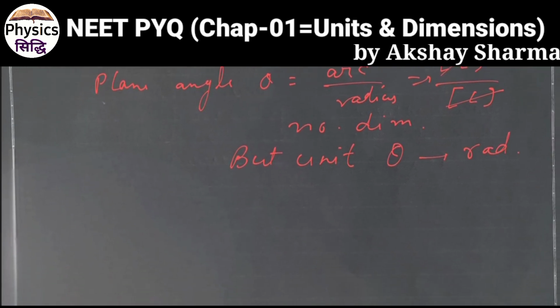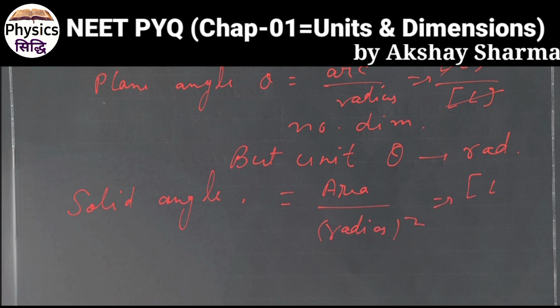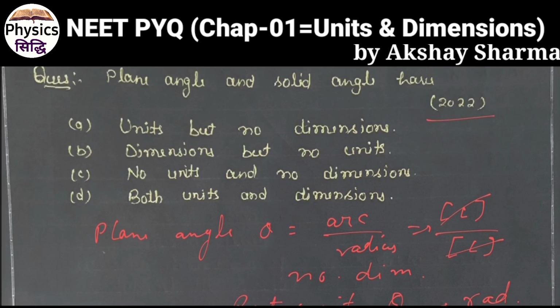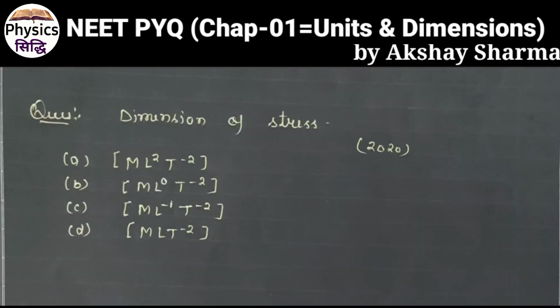Okay, now let's see for next, solid angle. And solid angle is area upon radius square. Okay, so it also has no dimension, l square upon l square, no dimension, but have unit, and that is steradian. Okay, so the option is this, units but no dimension.